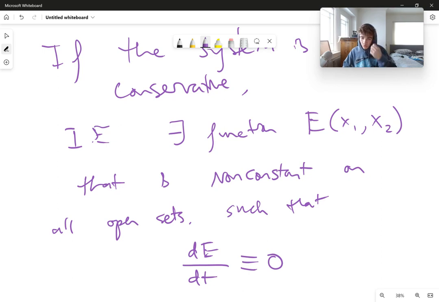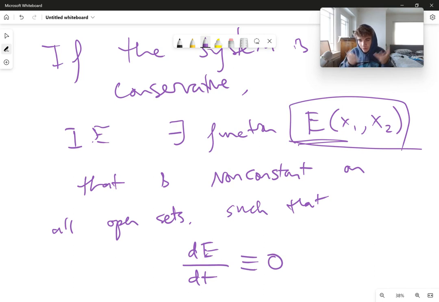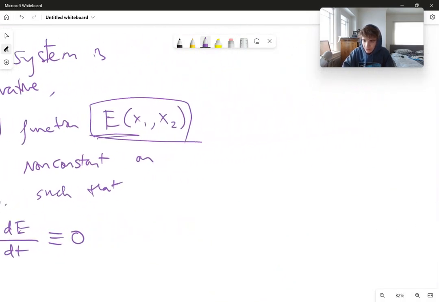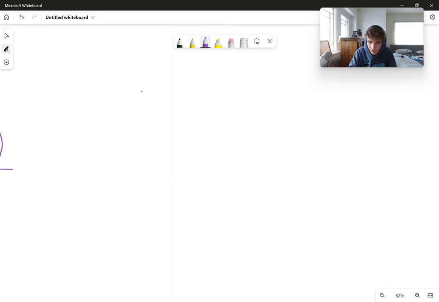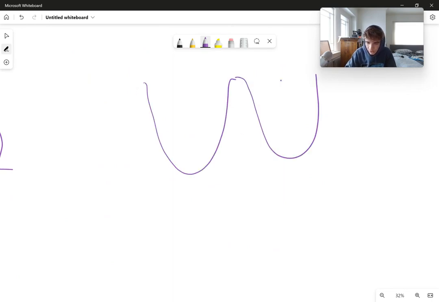So if we can find some quantity that depends on x1 and x2, and we take an initial condition and let time evolve, then as time evolves, this energy function will remain constant throughout the entire course of that trajectory. This is what we call a conservative function, if this function exists, and therefore we have a conservative system. Conservative systems are very, very nice to work with, because we can view the energy function as a three-dimensional surface.